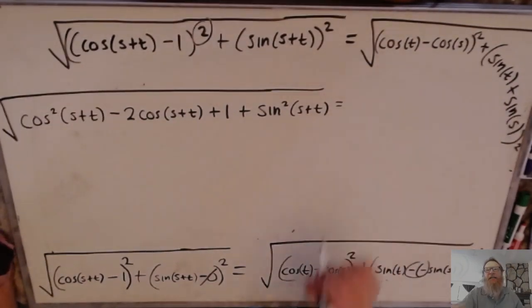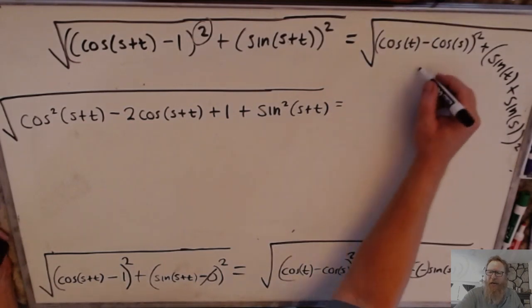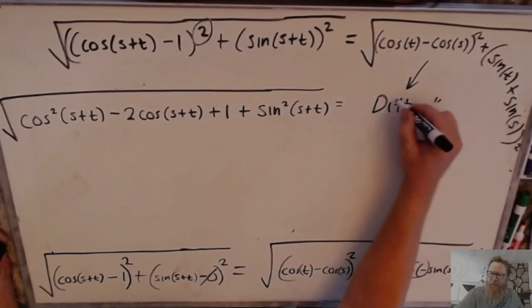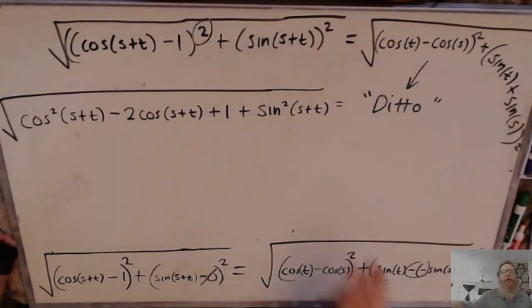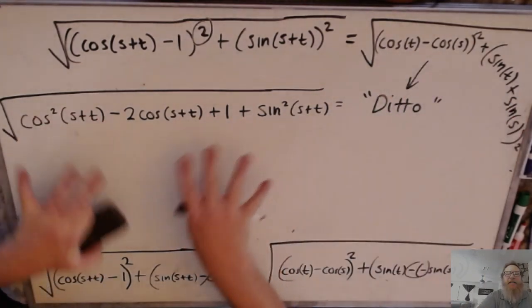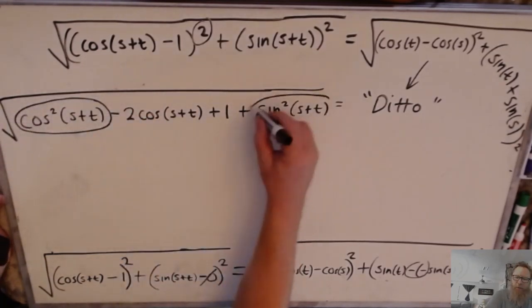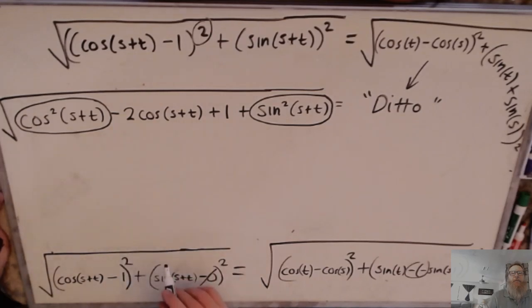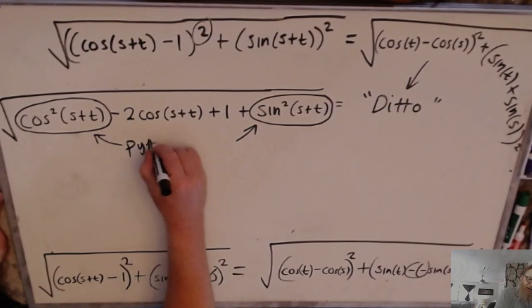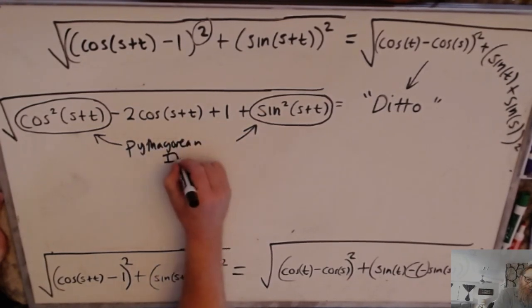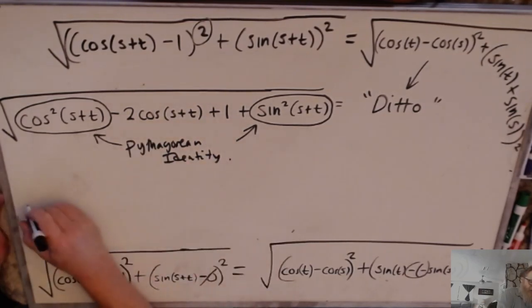The right-hand side is still pretty messy. So I'm just going to say ditto. I know I'm running out of room. But if I simplify the left-hand side, it's going to give me a lot more room. So now I have cosine squared plus sine squared. That's an identity. That's the Pythagorean identity. So this is going to join together and just become 1.